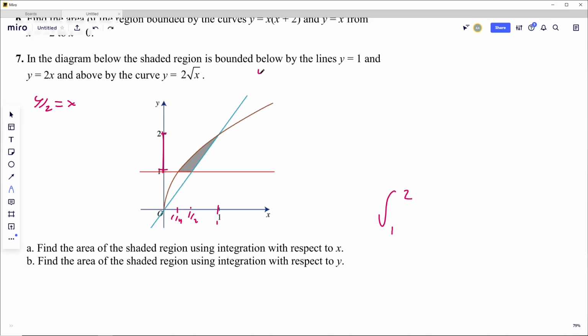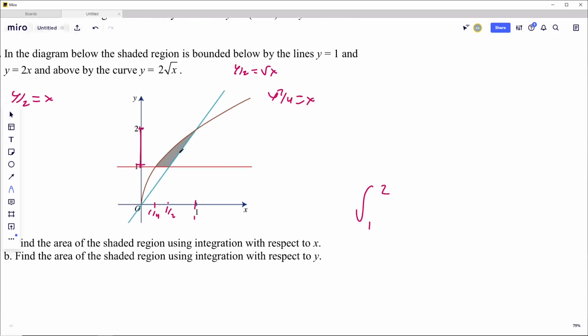Here y over 2 equals square root of x. Therefore y squared over 4 equals x. I did nothing but square. And what's minus what? The line, so y over 2, now in terms of y, minus this, which is to the left. So right minus the one on the left. So y squared over 4 dy.